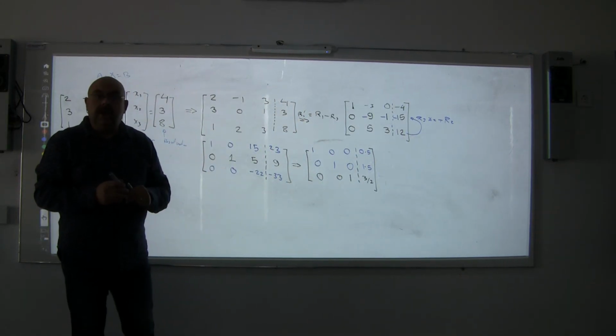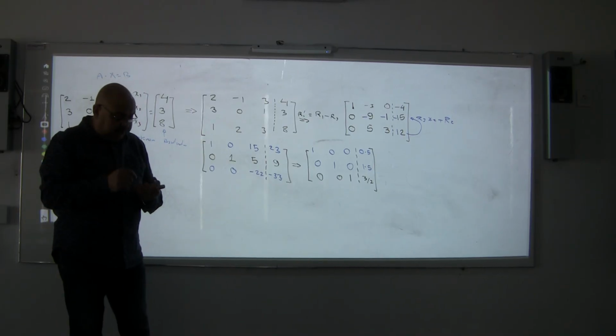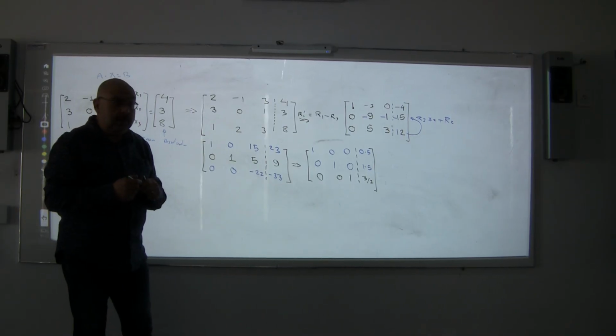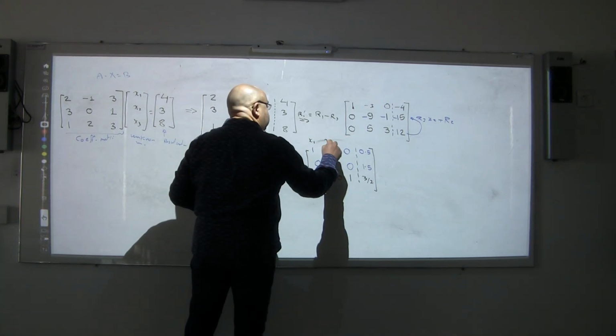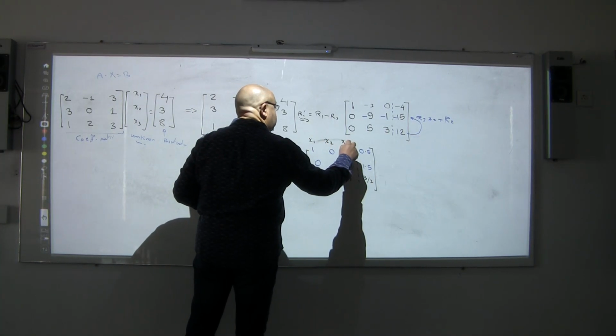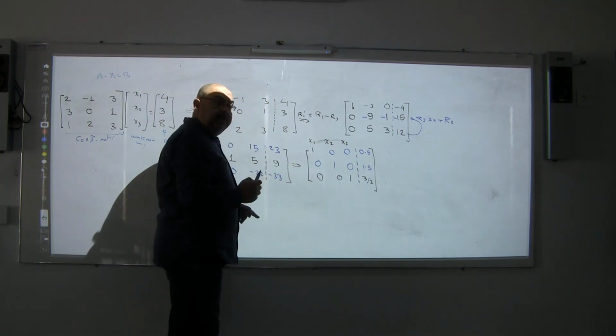Stop. Let's do the rank and let's do the solution. First of all, for the solution issue, remark that this is the column of x1, that's the column of x2, that's the column of x3. So it's x1, x2, and x3.